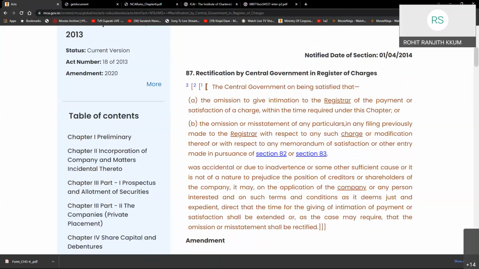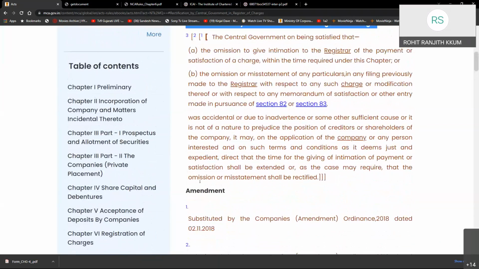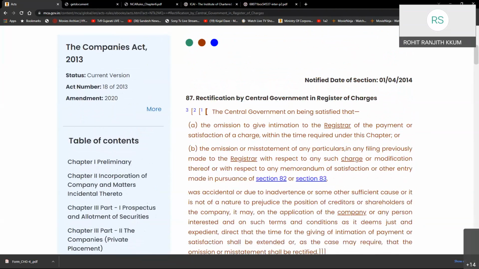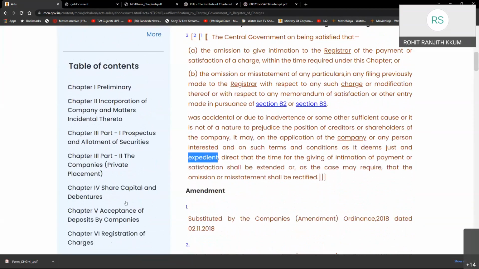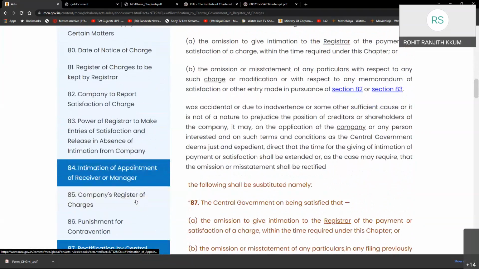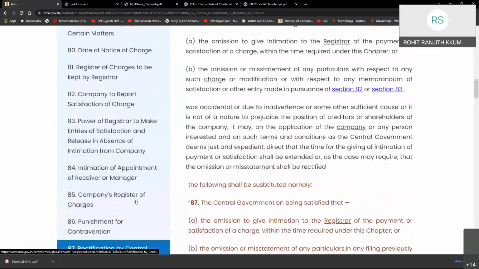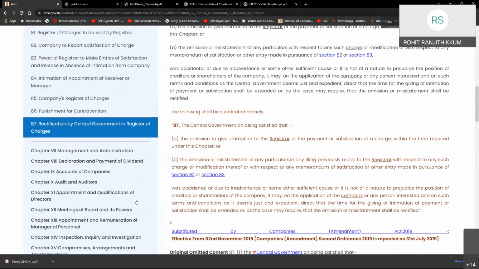So Section 87, I don't expect many questions for your exam, but it is a good provision. So I hope, my dear students, all of you are clear with all these points. Come on. I hope you are clear with all these sections. Again, now look at this and tell me, are you people comfortable with now the charge chapter? Hello?